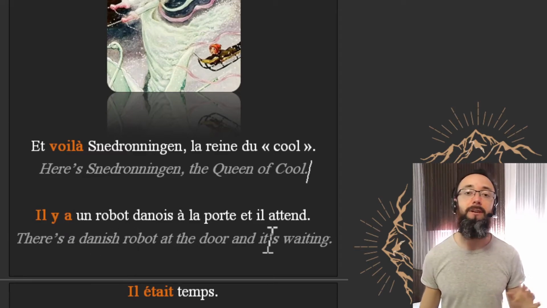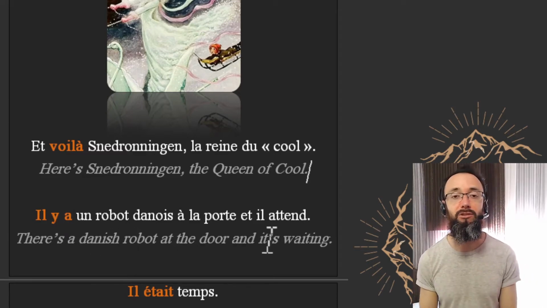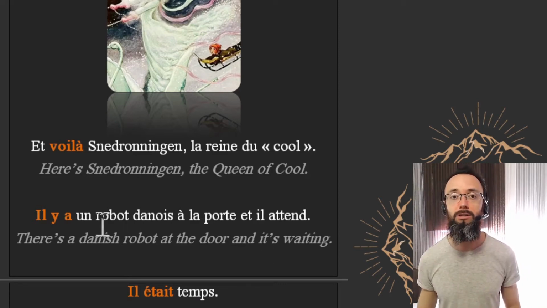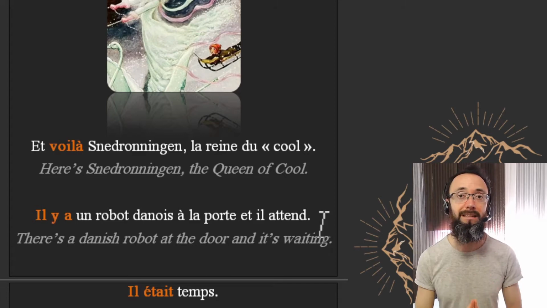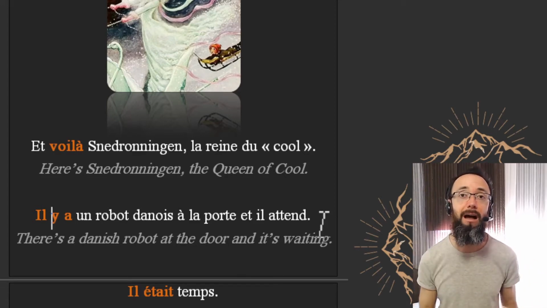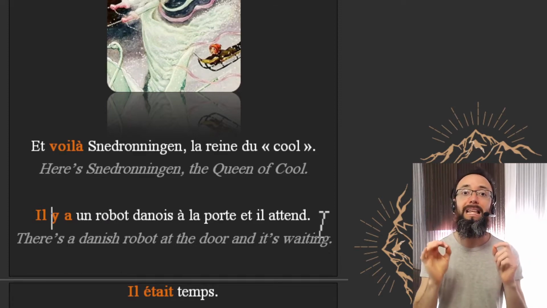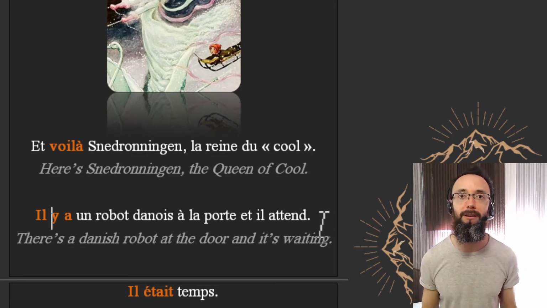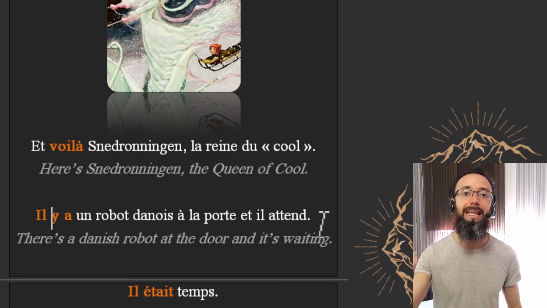Note that if there were several Danish robots at the door, you would be in trouble if you were to translate the sentence in French. Because how do you put the plural of il y a? How do you set that presentative in the plural? Il y a, the thing is, there's no plural for it. It's gonna stay il y a. Il y a des robots danois à la porte.